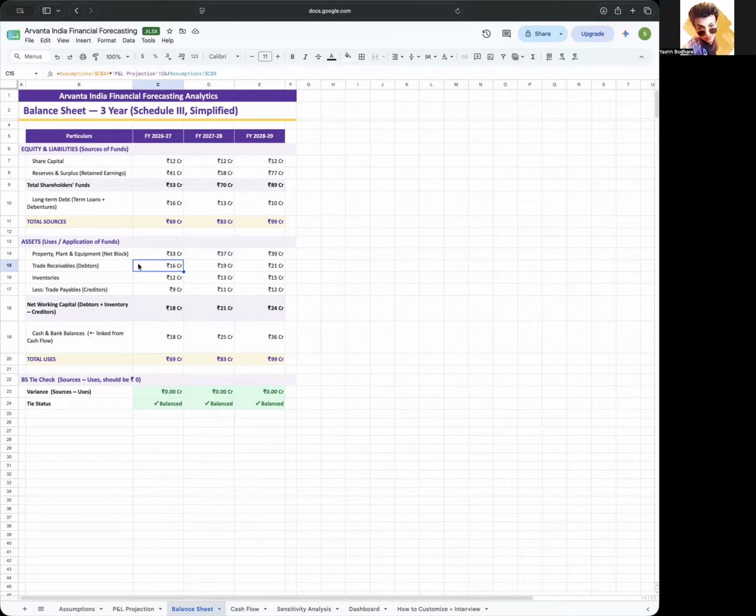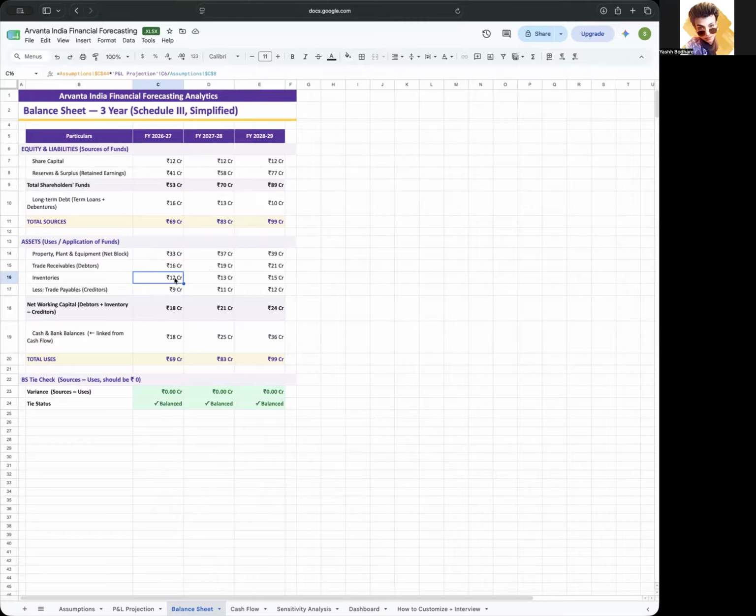the formula that we have used is again assumptions into P&L projections, CX divided by assumptions C8. So this formula scales receivables based on revenue growth. As sales increase, receivables grow proportionally. So you can see the sales of the company are gradually increasing year by year.